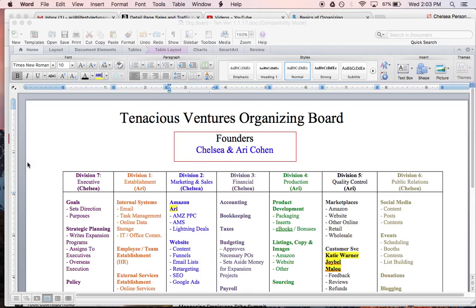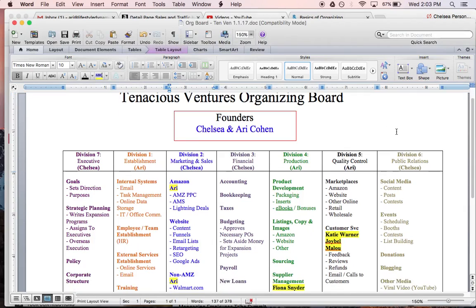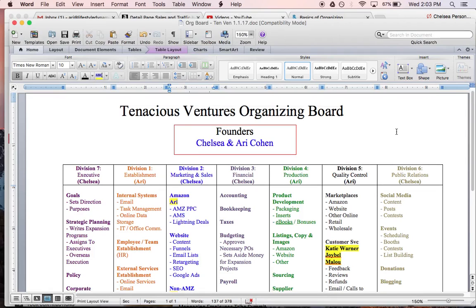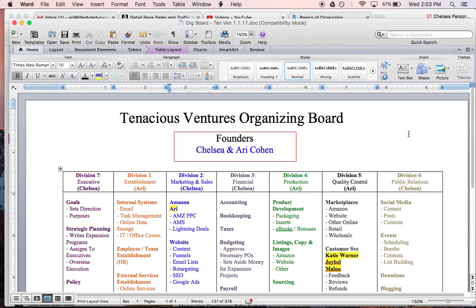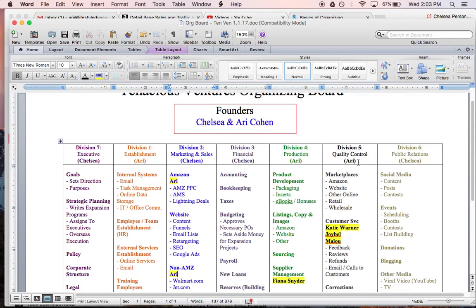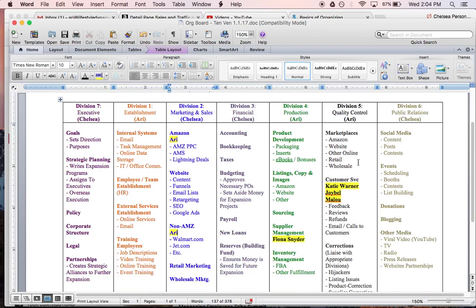So that being said, I'm going to click here. This is the org board that Chelsea and I built for our company, which is called Tenacious Ventures. Let me walk you through a little bit about this. So obviously the name of the company is up here and the founders. And I set this up a little bit unique, but it kind of goes with the same flow that Hubbard talks about in this book and in the online course. So let me walk you through each of these 7 divisions. And I'm going to actually zoom out just a little bit so you can kind of see the whole thing, and hopefully you'll be able to read it.